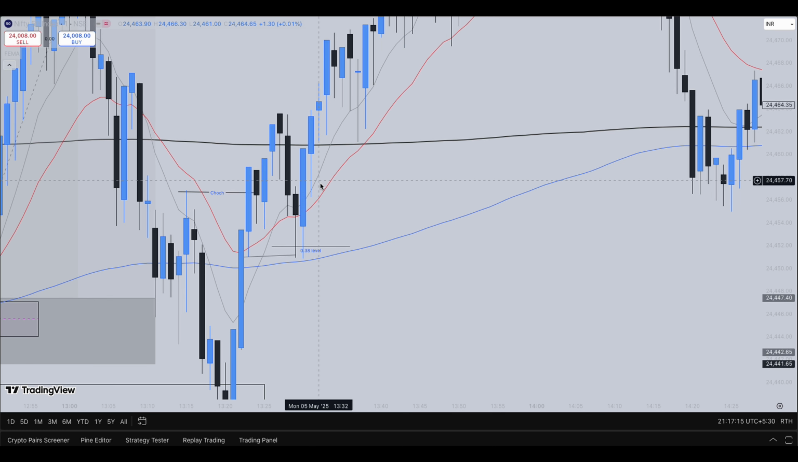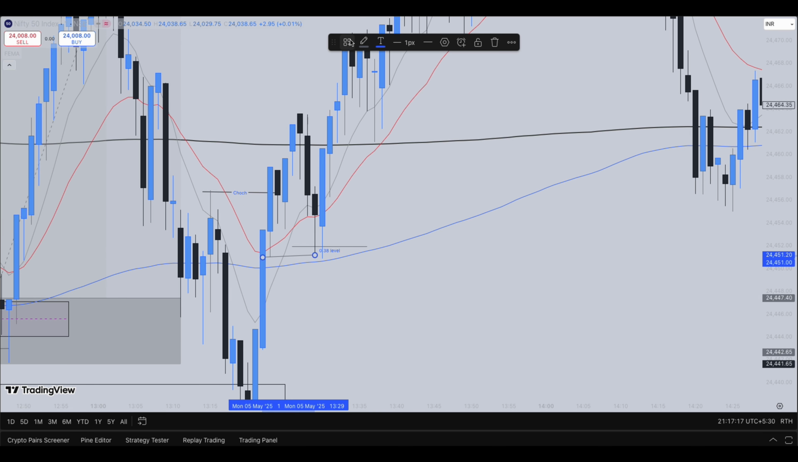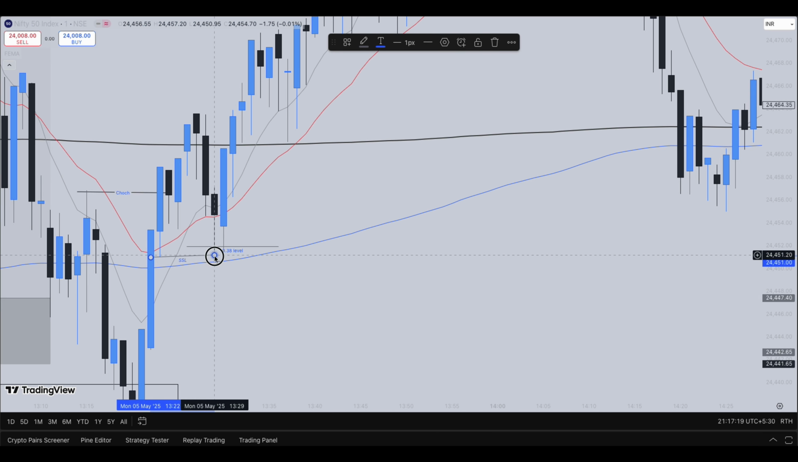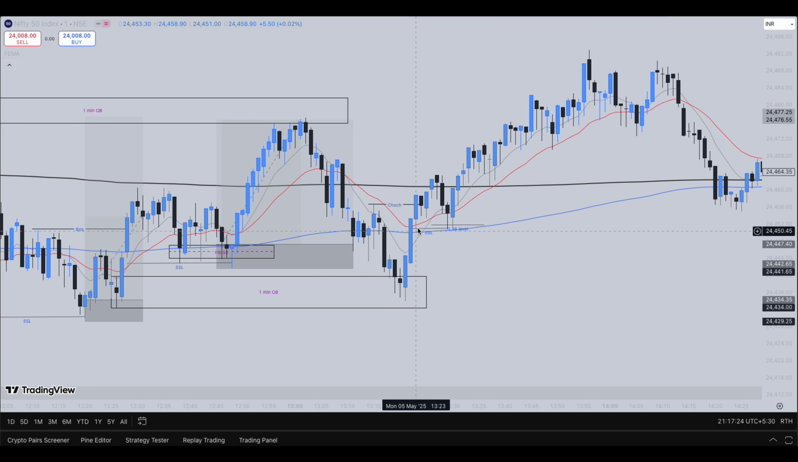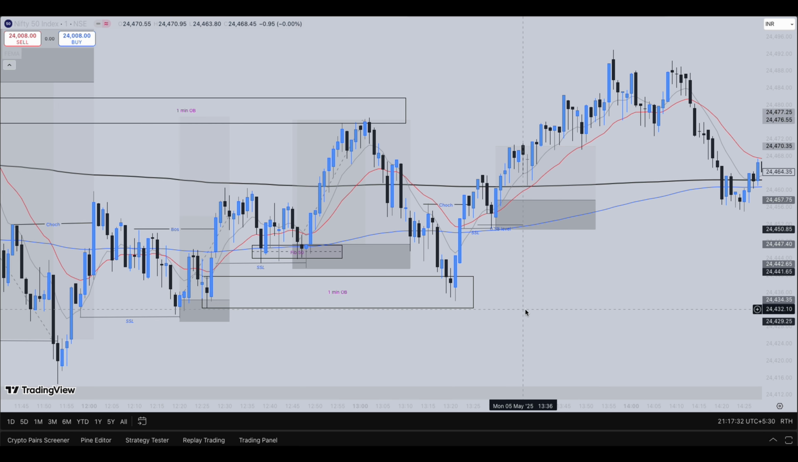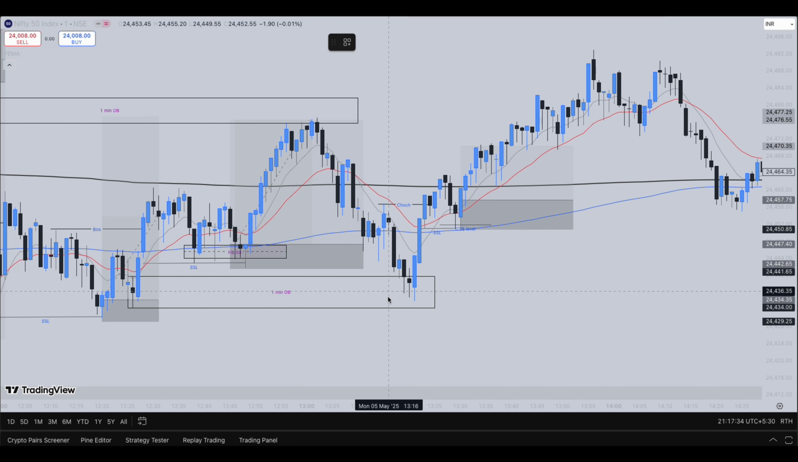You can see a clear sweep of this liquidity. So this is another sell side liquidity sweep with two candles, guys. The market swept this previous low over here and immediately came back to range. So after this bullish candle is where you could have taken a long position, keeping your stop loss just below this candle itself.